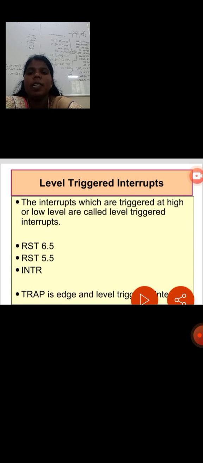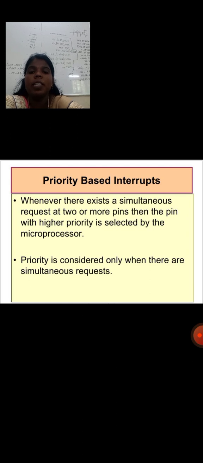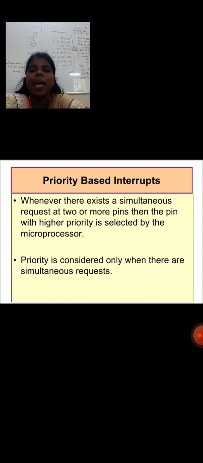Next, level triggered interrupt. Interrupts which are triggered at high or low level are called level triggered interrupts. The interrupt pins RST 6.5, RST 5.5 and interrupt request are examples of level triggered interrupts, and TRAP is edge and level triggered. Priority based interrupt. Whenever there is a simultaneous request at two or more pins, the pin with higher priority is selected by the microprocessor. That is called priority based interrupt.